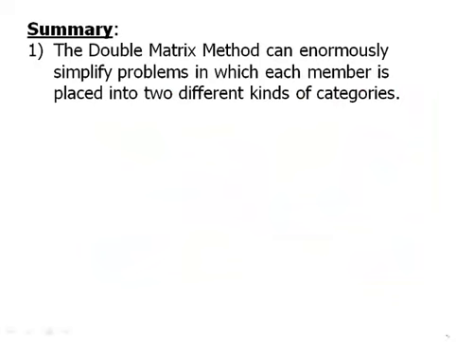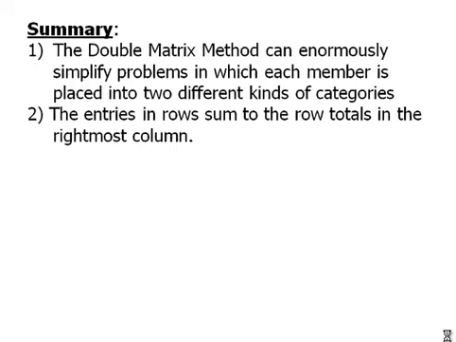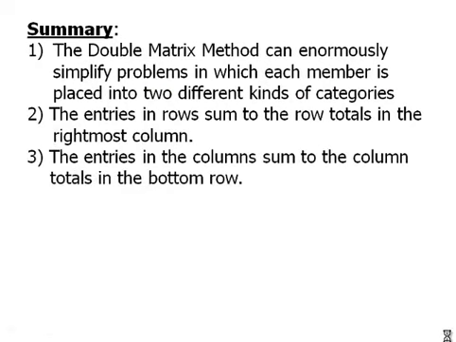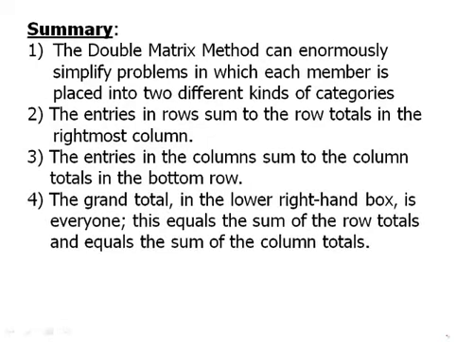The double matrix method can enormously simplify problems in which each member is placed into 2 different kinds of categories. The entries in the row sum to the row totals in the rightmost column. The entries in the column sum to the column totals in the bottom row. And the grand total in the lower right-hand box is everyone. This equals the sum of the row totals, and it also equals the sum of the column totals.